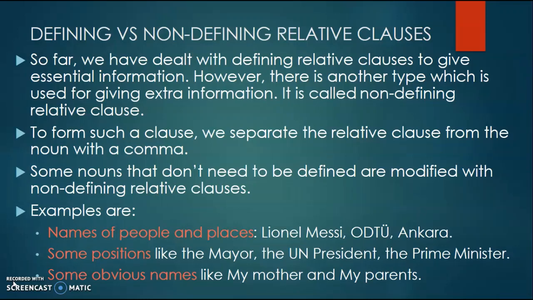Some nouns that don't need to be defined are modified with non-defining relative clauses. Examples of such nouns are the names of people and places like Lionel Messi, ODTÜ, or Ankara. Some positions like the mayor, the UN president, or the prime minister. Some obvious names like my mother and my parents.